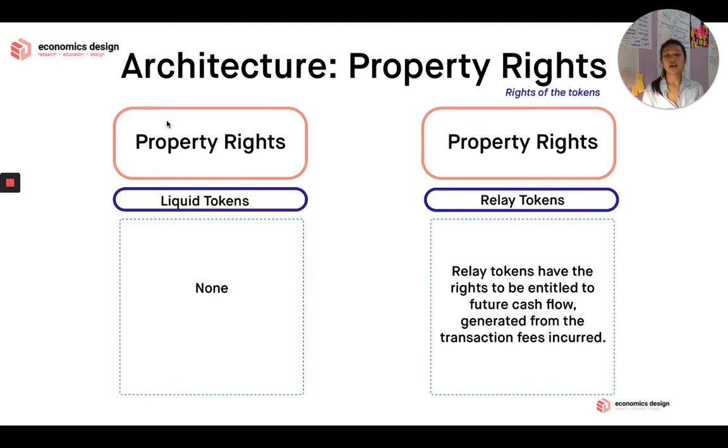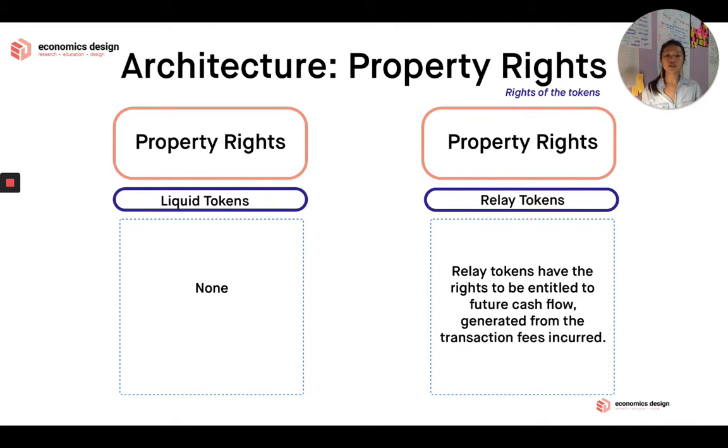And so now we move to the third pillar, which is architecture, property rights. It's the rights of the token. So when we talk about liquid tokens, there is not much rights because it's basically a utility token. It allows you to access the platform, the different reserve pools of the different reserve tokens. So there are no property rights except just the right to exchange, to liquidate, but that's not exactly a right, that's just a property. But we have property rights for relay tokens.